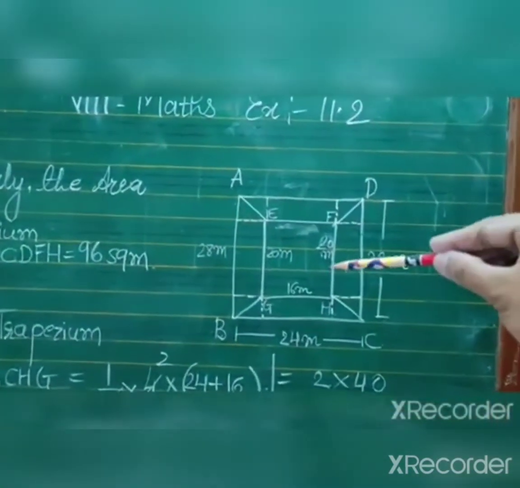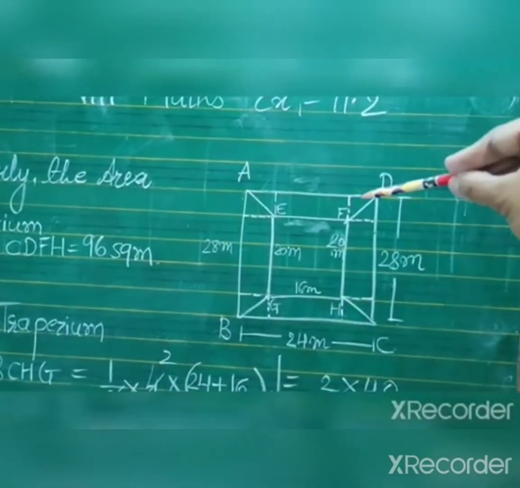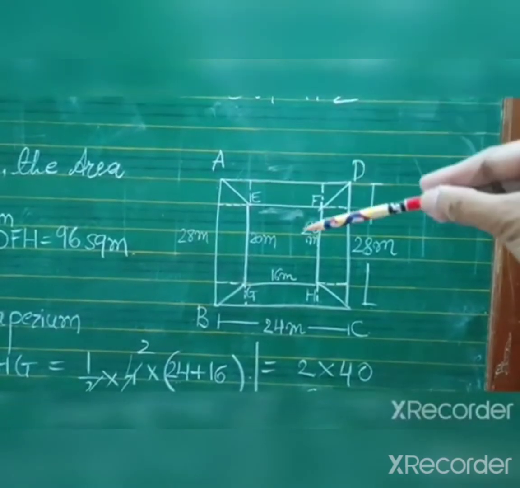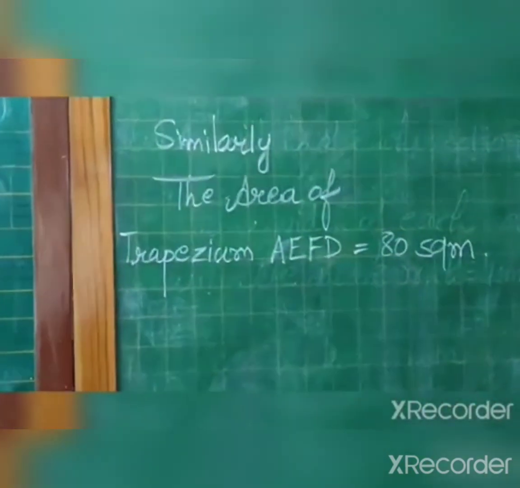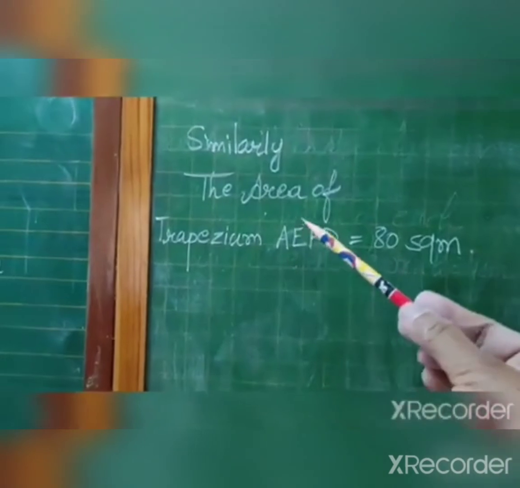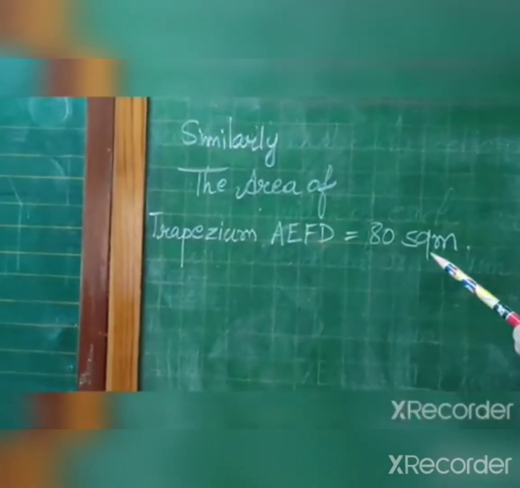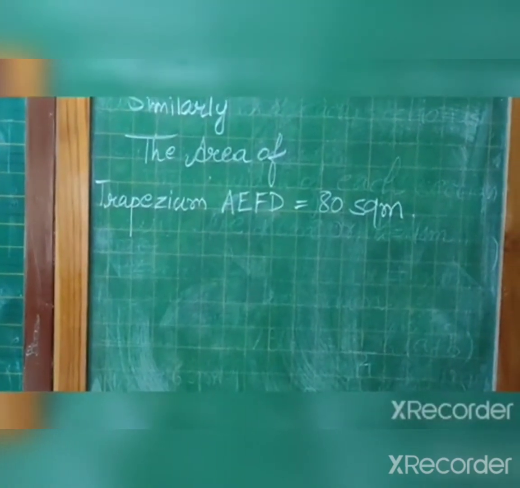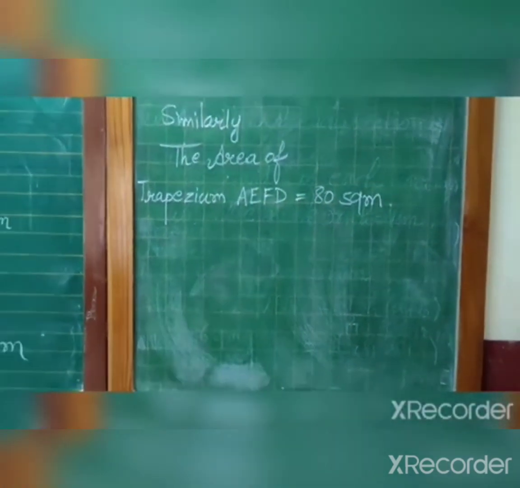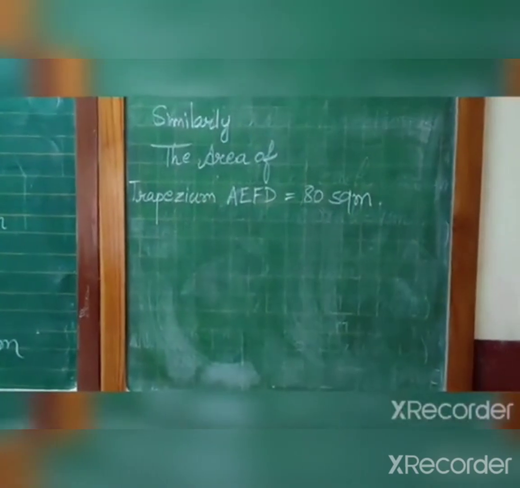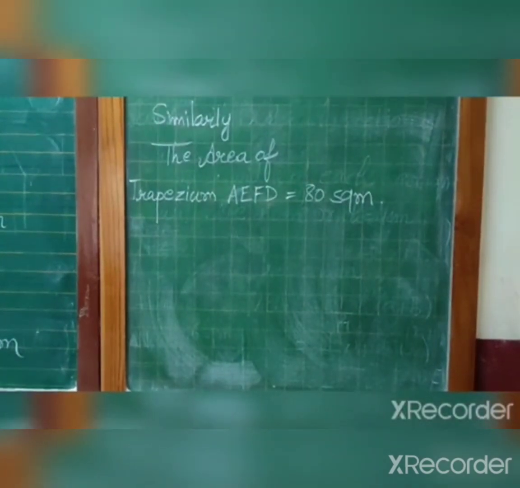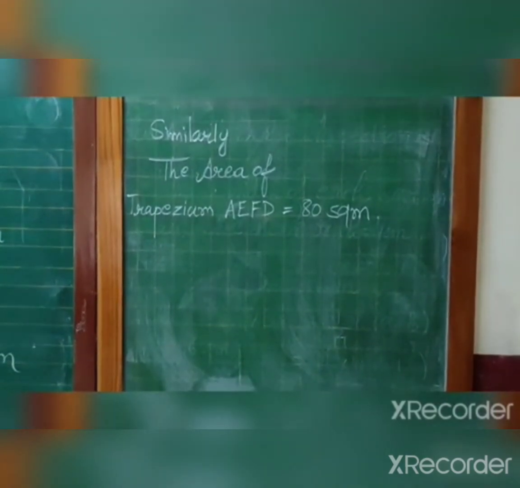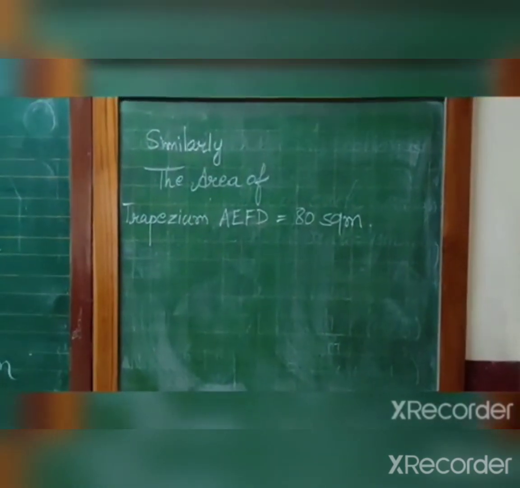Same way, this trapezium and this one are both identical. So the area of trapezium AEFD is equal to 80 square meter. In the end, you will write: the area of each frame section is 96 square meter, 96 square meter, 80 square meter, 80 square meter.